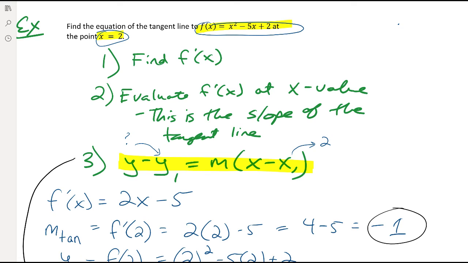Next, you want to use the point slope formula. y minus y1 equals your slope times x minus x1. If they give you your y value already, if they give you an ordered pair, you're good to go. Just plug everything into the formula. If they do not give you the y value directly, what you do is you take your same x value and you plug it into the original function. And that's how you get the y1.